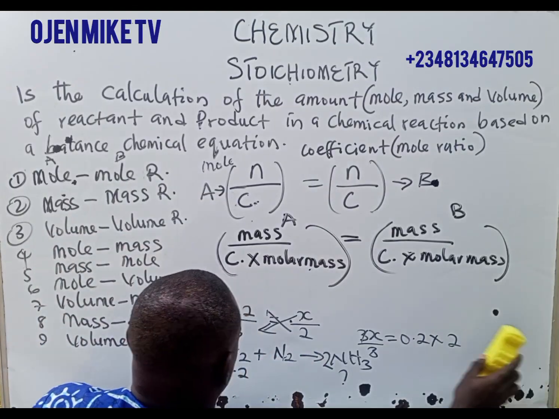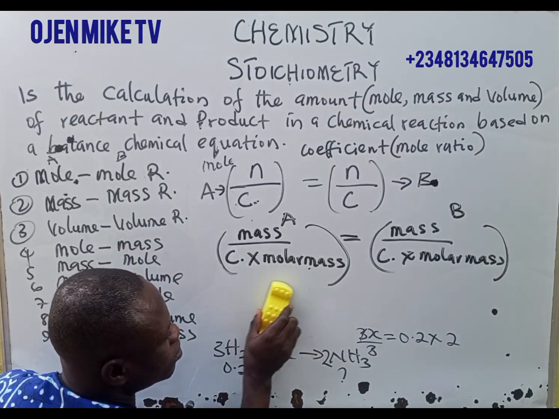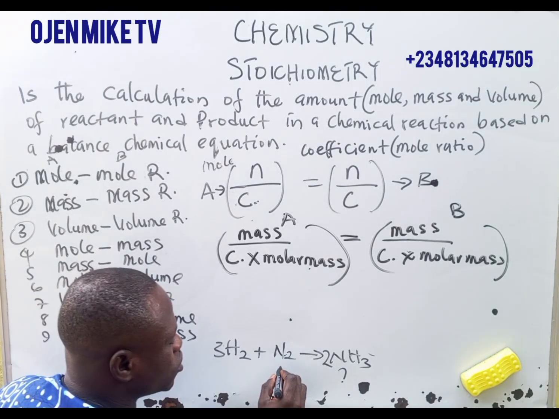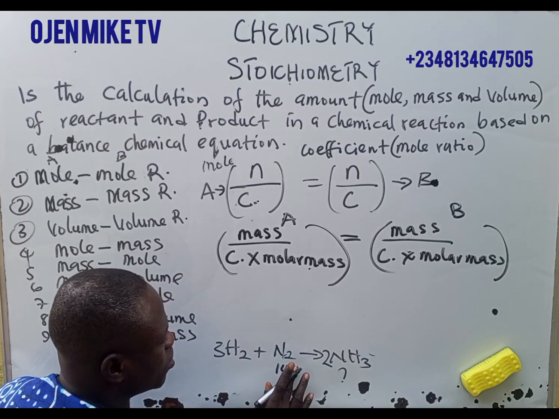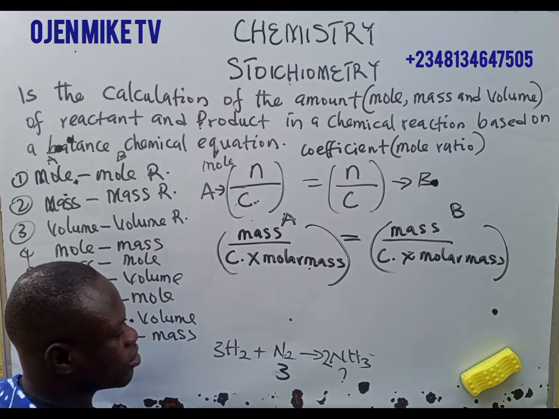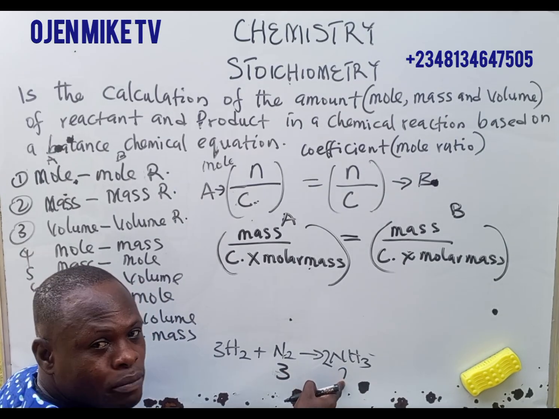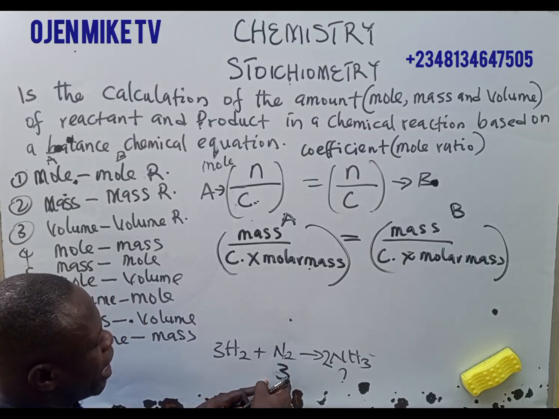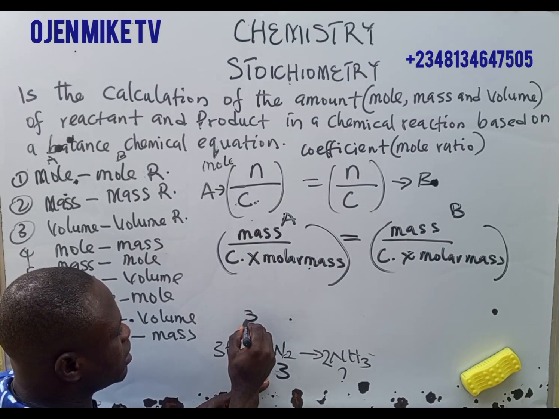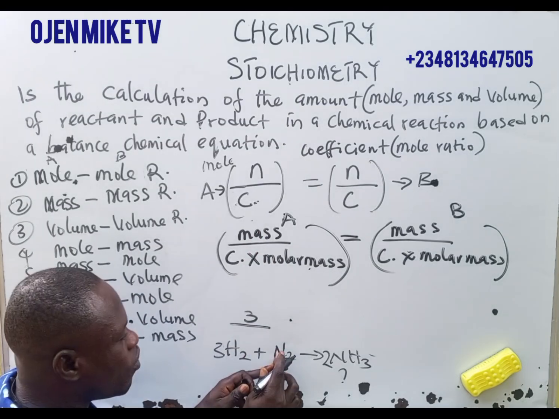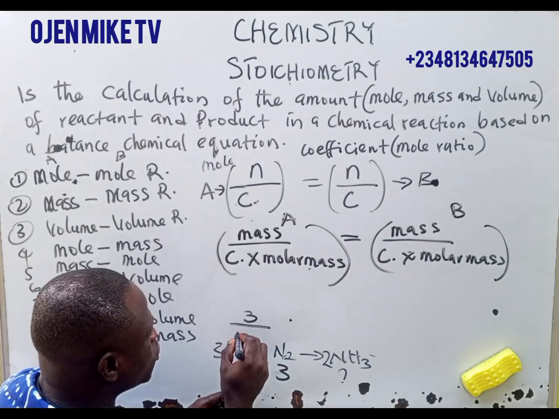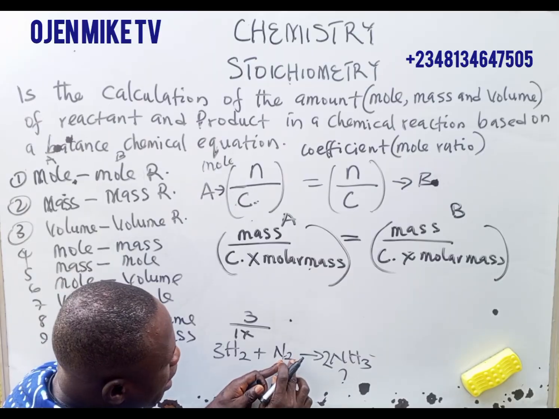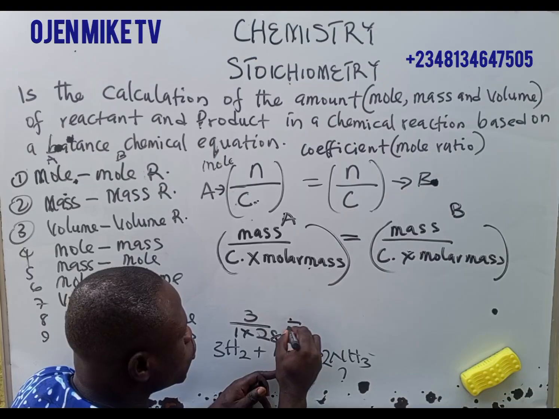For instance, in this equation, you are given the mass of nitrogen gas as, let's just say, 3. And you are asked to calculate the mass of ammonia. What you are going to do is say the mass of this one is 3, divided by the coefficient of nitrogen here, which is 1, times the atomic mass of nitrogen. Remember, nitrogen is diatomic, so it's 28.